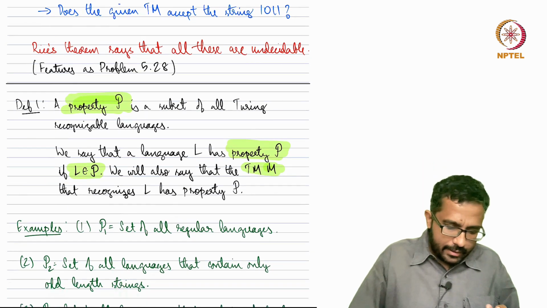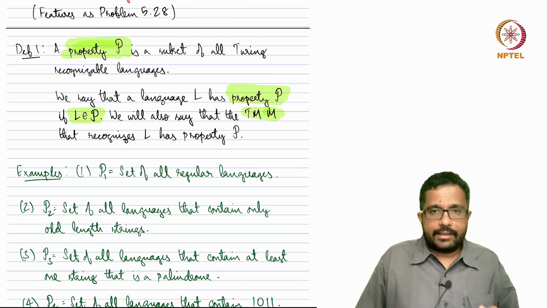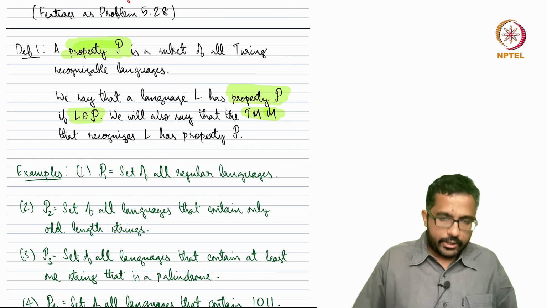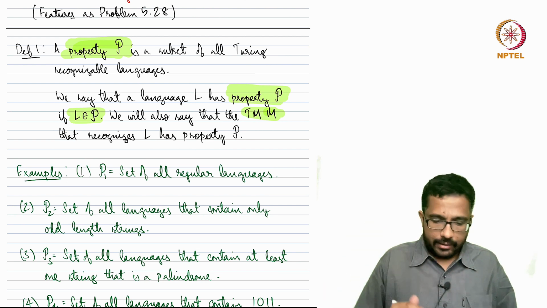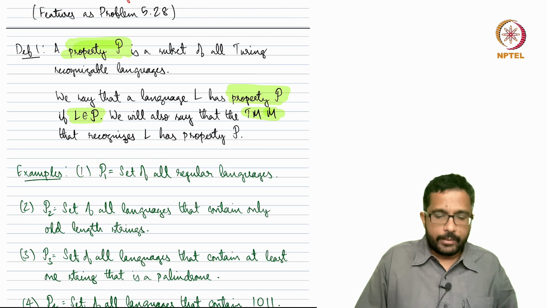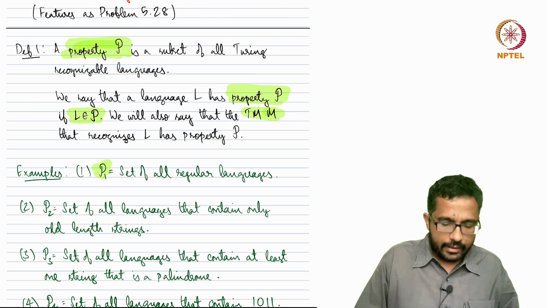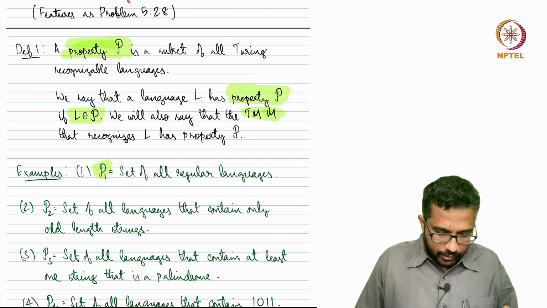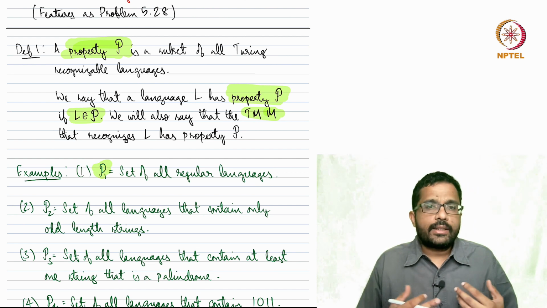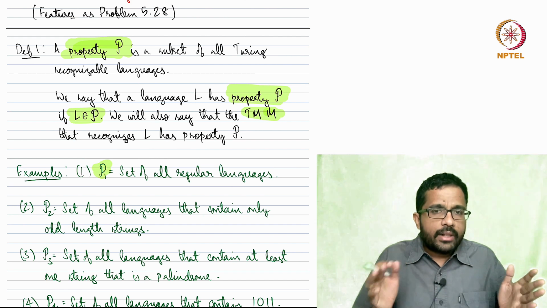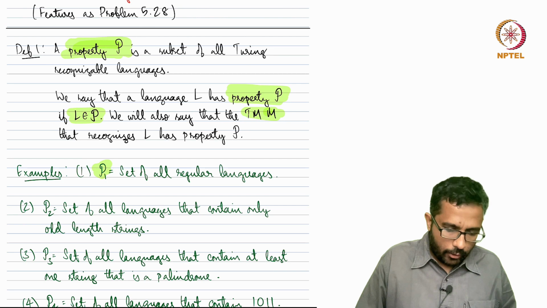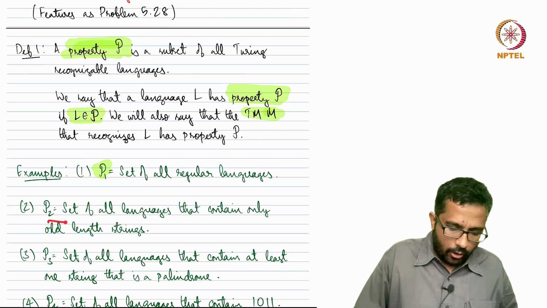So let's give some examples. One I already said: the set of regular languages is one property. We saw in the previous lecture that asking whether a Turing machine satisfies this property is undecidable. Another property is the set of all languages whose members are only odd length strings.